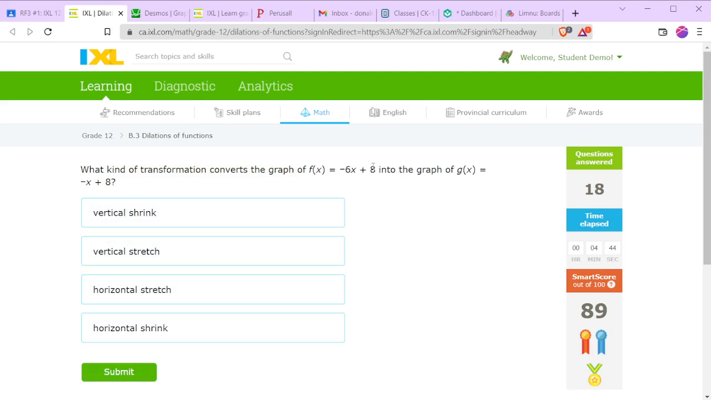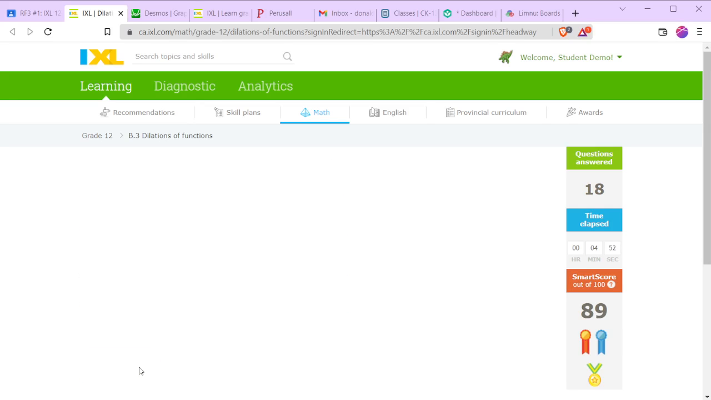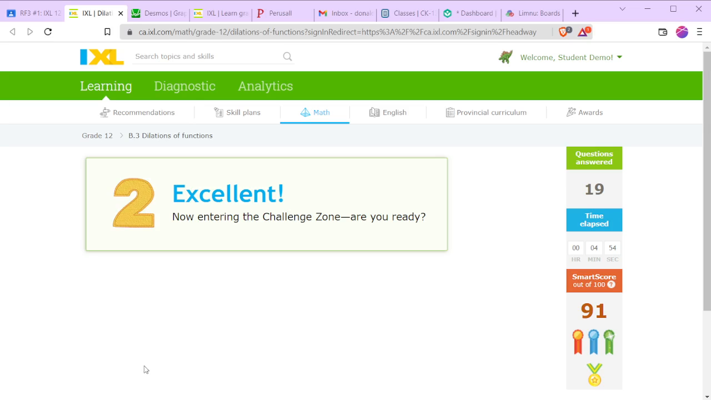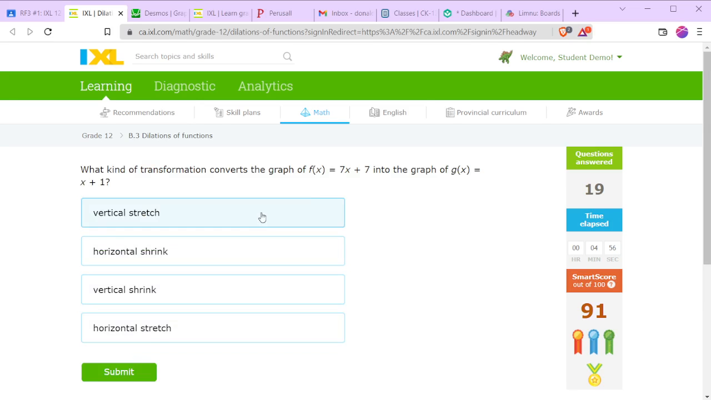Now here we've just divided the coefficient of x by 6. So x has been replaced with 1/6 x. That's a horizontal stretch. Now we've divided everything by 7, vertical shrink.